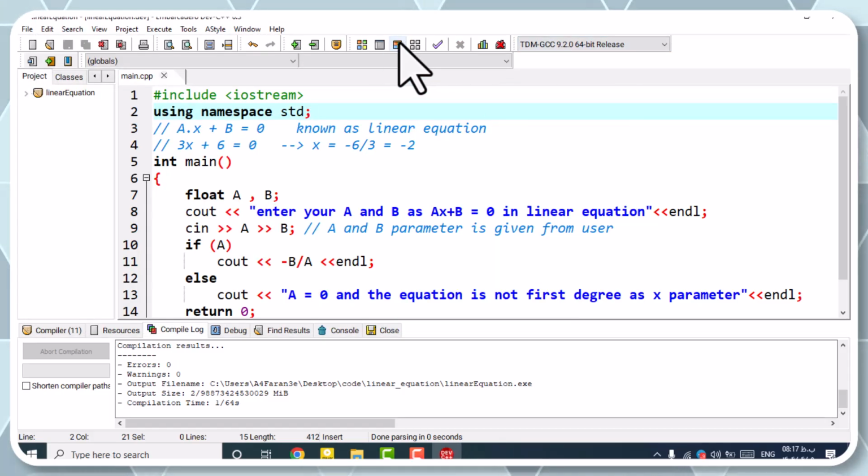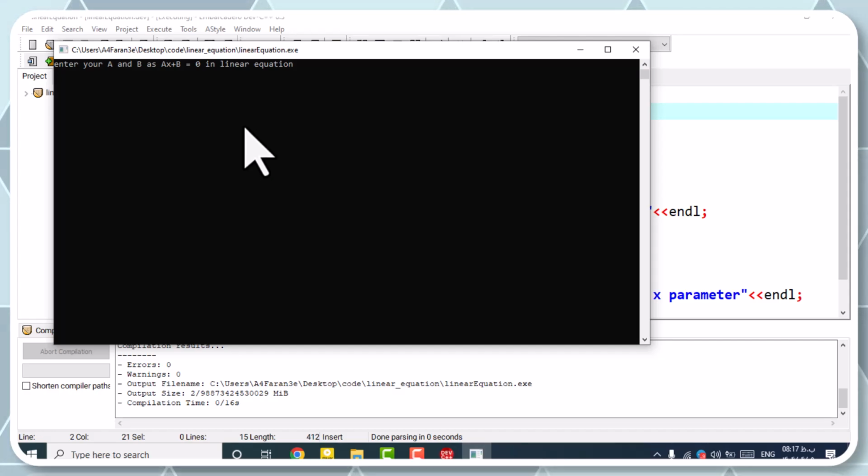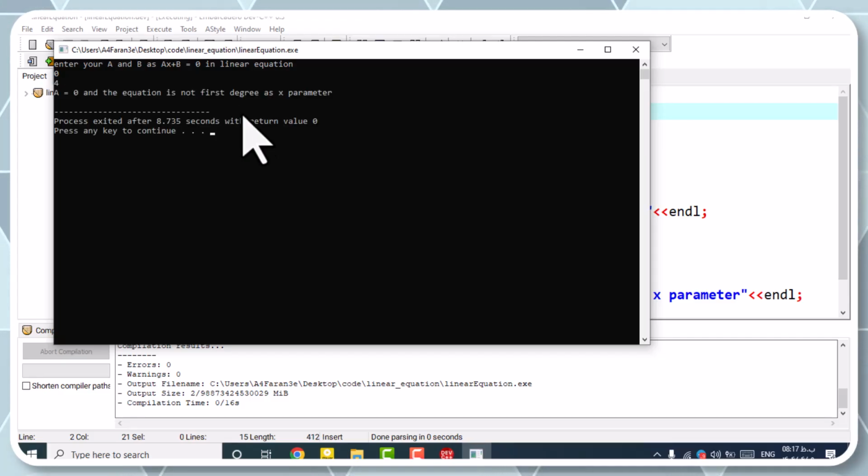And let's see if I enter the a coefficient as 0. So I put 0 and 4 here. And the alert shows that a is equal to 0 and the equation is not first degree as x parameter. So this is the normal and basic automatic machine that solves ax plus b is equal to 0 in the mathematical world.